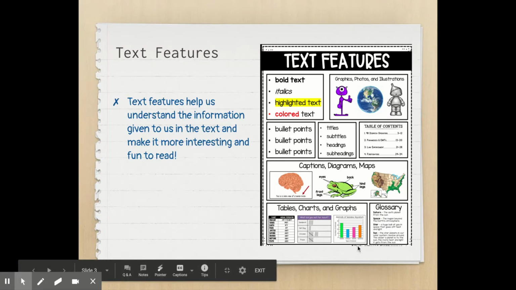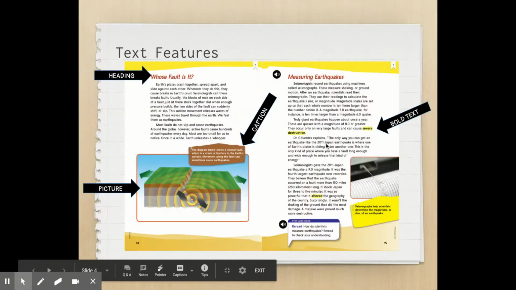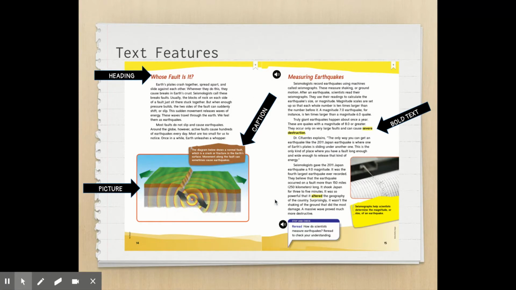So you can see here, this one looks like about space. So it defines Saturn, it defines space, a star, and the sun. And here is an example of text features in our actual book. So this is going to be a page from your reading story for the week.